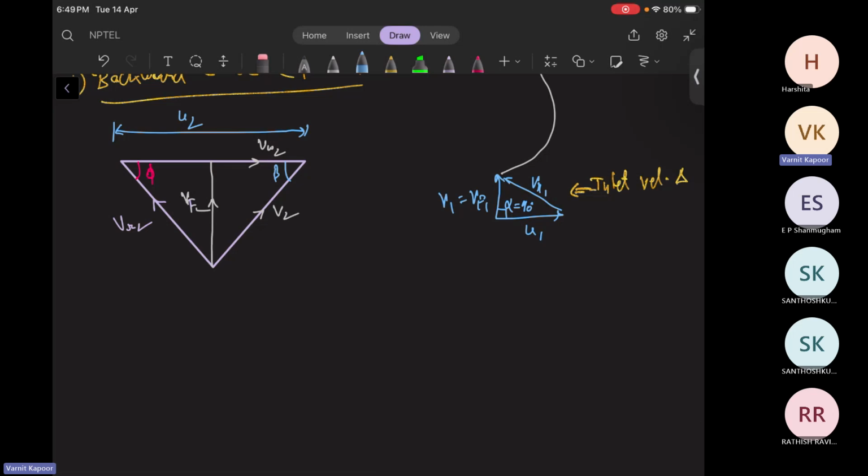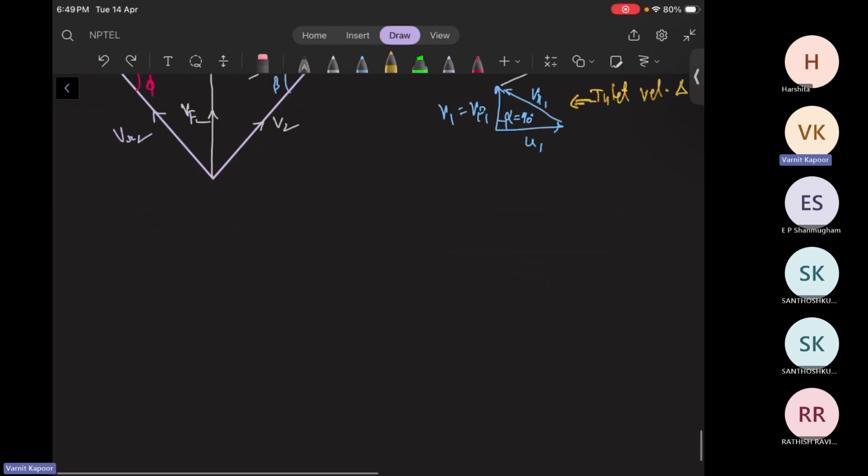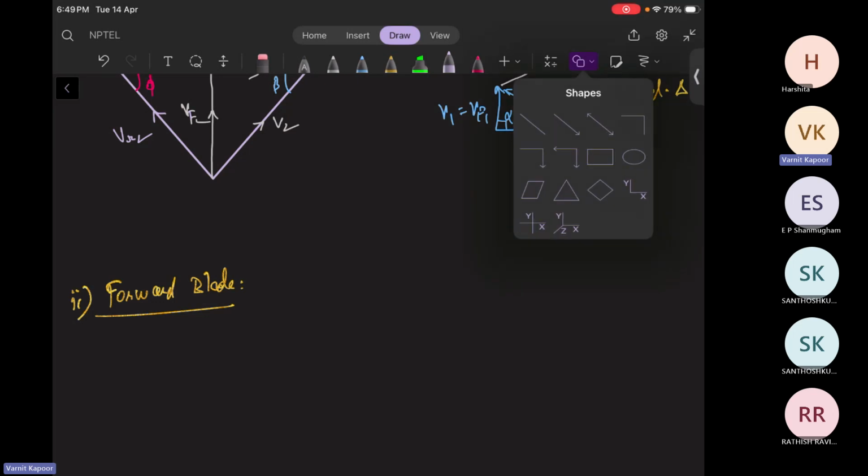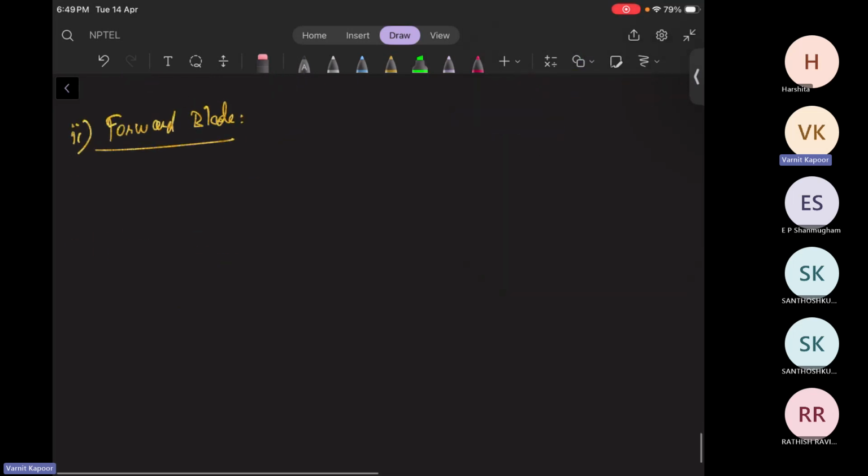For a forward curve vane, it will be a forward blade. It will look like this. Let me make the velocity triangle here. Right triangle. Okay.